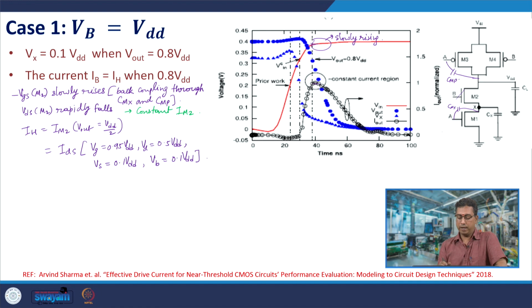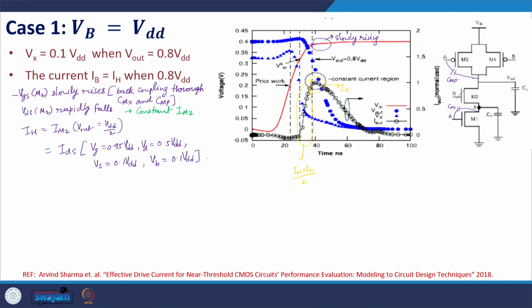Now we have two values. Between these two values, the discharging current is IH plus IL by 2, and here the discharging current is IH. This gives us the effective current model for lower transistor switching in a near threshold voltage NAND gate. So, in this lecture, we have discussed the mechanism of discharge of a NAND gate output with lower transistor switching, and also derived an effective current model for lower transistor switching of a near threshold voltage NAND gate. Thank you.